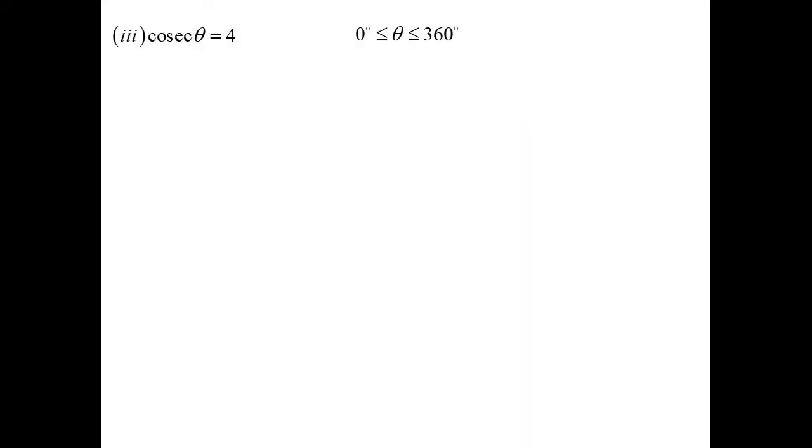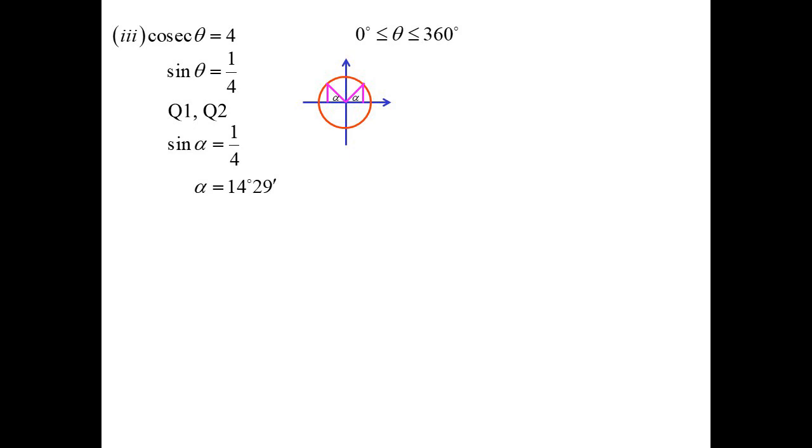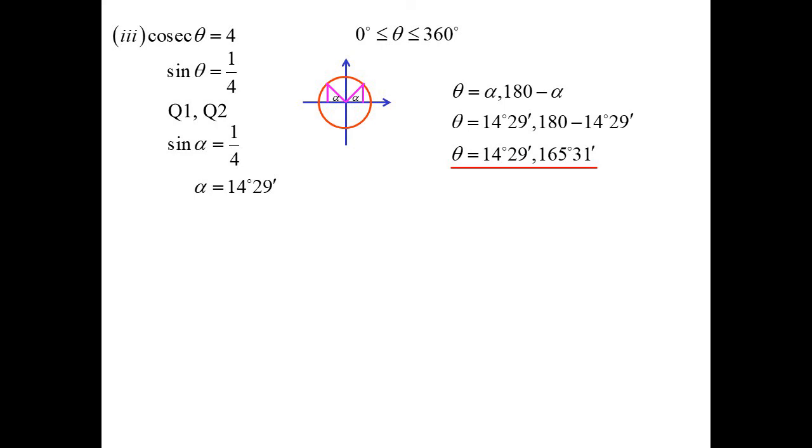Well, if we get something like cosec, well, I don't have a cosec button on my calculator, so the first thing I'm going to do is turn both sides upside down. So sine theta is equal to a quarter. So sine is positive in the first and the second quadrant. The acute angle, approximately 14 degrees 29. So in the first quadrant, it is the acute angle. In the second quadrant, 180 minus, and we work out our answers, 14 degrees 29, 165.31. So it's the same steps every single time.